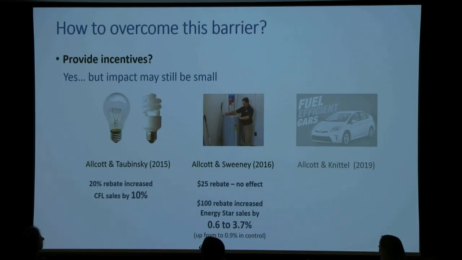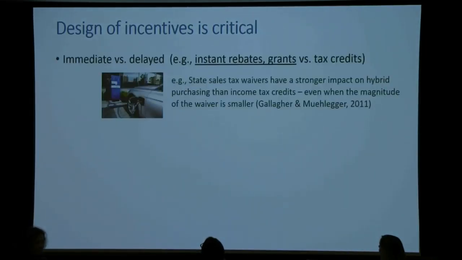And this really speaks to the importance of thinking about how we design incentives. It's not just about their size, but also the type and timing of them. There's some research showing, for example, that people are more likely to respond to instant rebates and incentives versus things that are delayed, like a tax credit. So looking at hybrid sales, a sales tax waiver was more effective at encouraging hybrid purchases than a tax credit, even though the waiver was smaller.